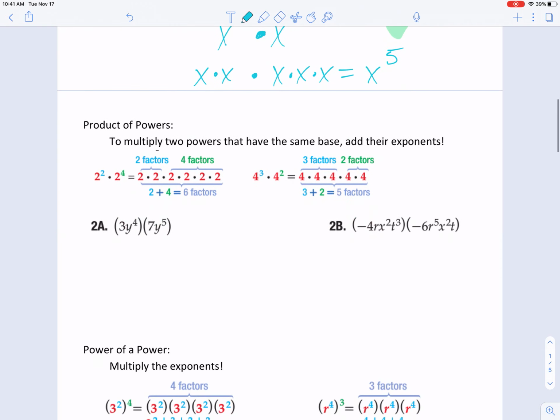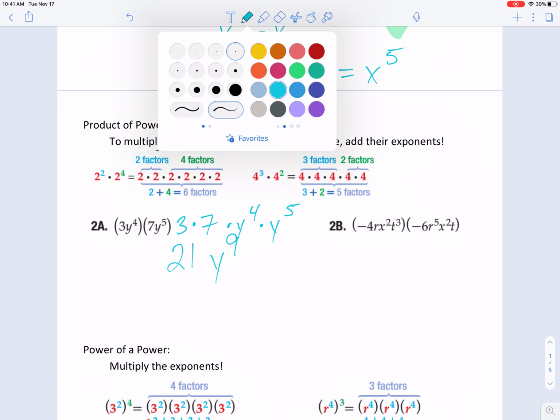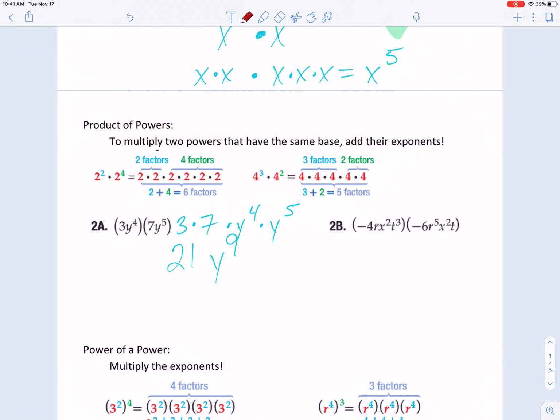So let's do some examples. One thing that I find helpful is to go ahead and write the similar things together. So like maybe the 3 and the 7, and then the y and the second y. So 3 times 7 is 21. And how many y's do I have total? 9. Now here is a common mistake that I see every year with this. They'll tell me the answer is 10y to the 9th. Do you see what's wrong?